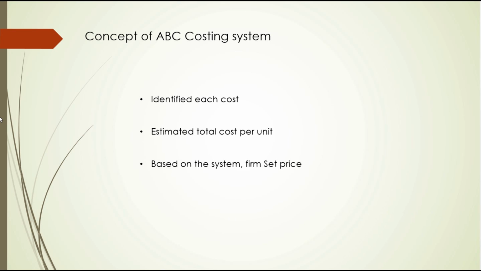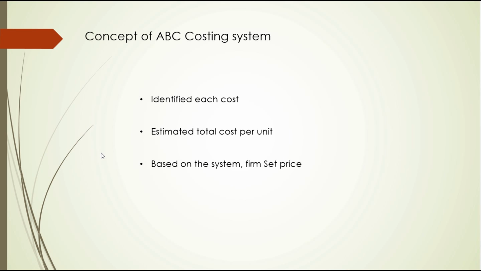In the ABC system, each activity that causes the incurrence of a cost will be identified. Those activities are known as cost drivers, and the number of times each activity occurs will be represented clearly. Then the total costs of the activity are estimated. Finally, the costs per activity will be calculated.